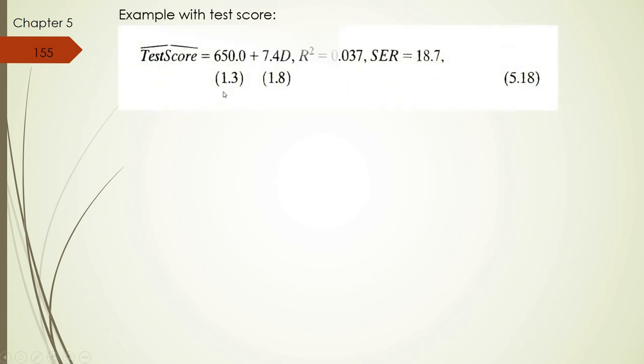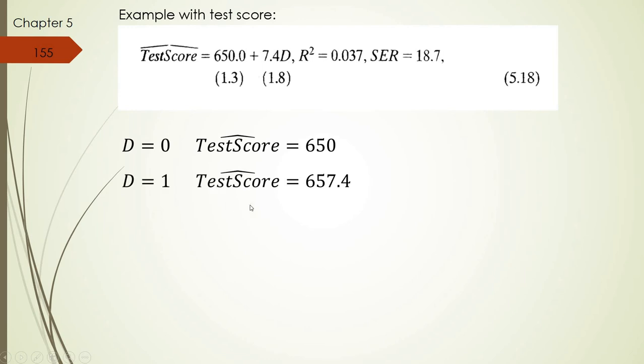So this is the example, these are the results. We can skip to Gretl and then calculate it later on. Beta 1 here is 7.4. The standard error of beta 1 is 1.8. So for D1, for the group with less than 20 students per teacher, we can expect an average score of 650. For the other group, if we add up these two coefficients, the average test score is 657.4.